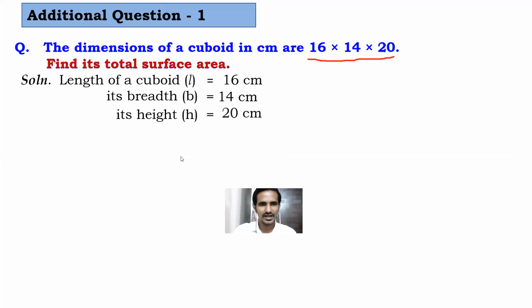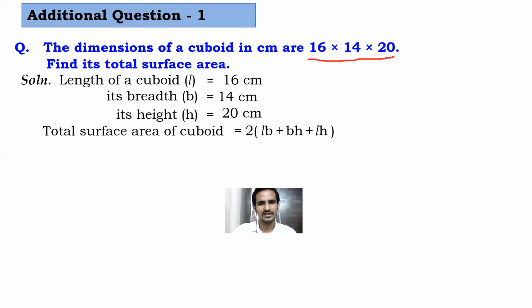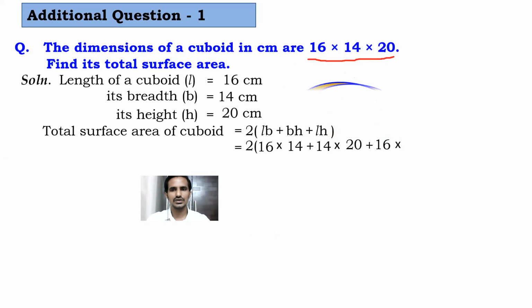Good, Soham. Since we need the total surface area of the cuboid, we can simply take the formula that we have just studied, 2 into (LB plus BH plus LH). You have to be a little careful while substituting the values, because there's a bracket, addition, multiplication, everything is there. Remember the BODMAS rule that we will follow here. So 2 in the bracket L into B, length into breadth, that will be 16 into 14, plus B into H, that will be 14 into 20, plus 16 into 20, that is L into H.